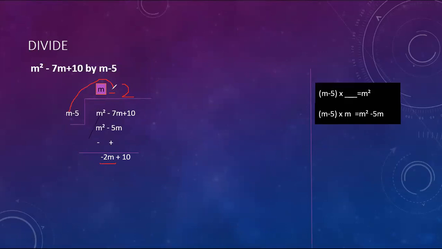M times minus 2 is minus 2m. Are you getting me? When we multiply m with minus 2, I get minus 2m. When I multiply m with plus 2, I get plus 2m. Are you getting me? In the same way, when we multiply m with minus 2, I get minus 2m.